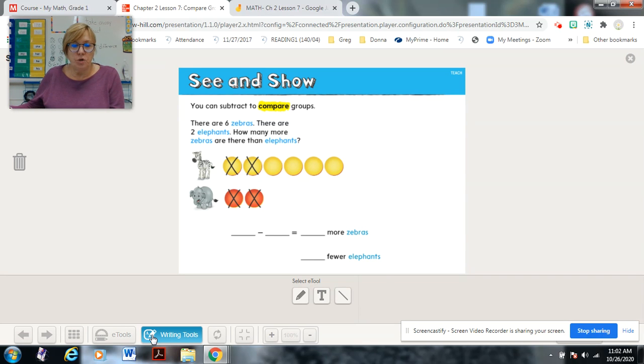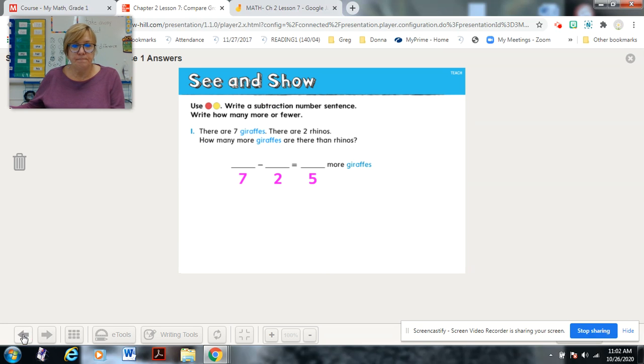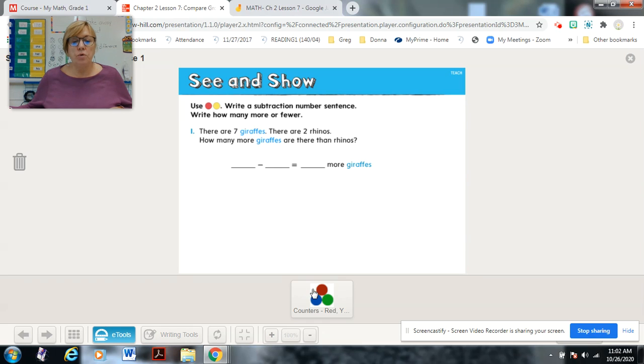Here it showed the subtraction, okay? And there's the math sentence. Now, they would like us to use our counters to write a subtraction number sentence and write how many more or fewer, okay? So for number 1, they have put the label in and they have the lines here for us already, okay? So you would only need to have your counters or your connecting cubes.